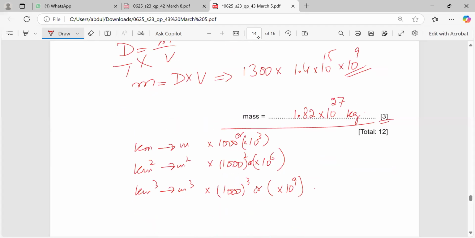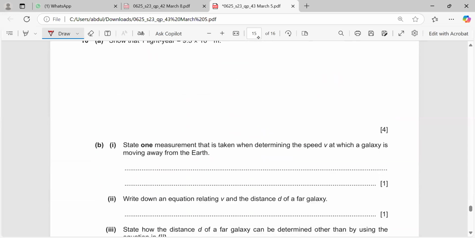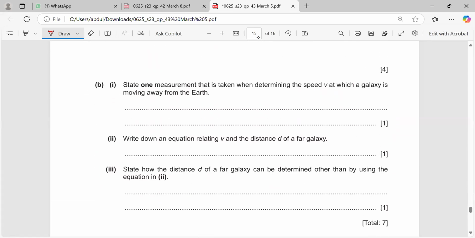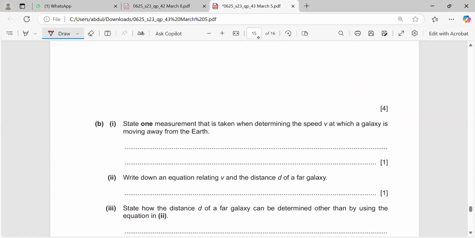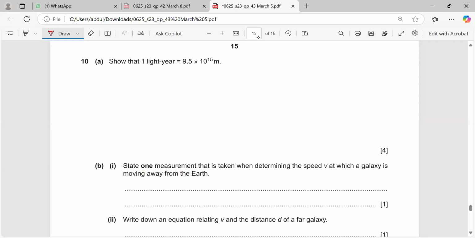Okay, still it is a 12 marks question. Oh, this year I think they like this space physics. 12 marks plus 7. Oh my goodness, 19 marks are from space physics out of 80. So almost 20%, almost 20%. Oh my goodness. Anyhow, show that 1 light year is equal to this.